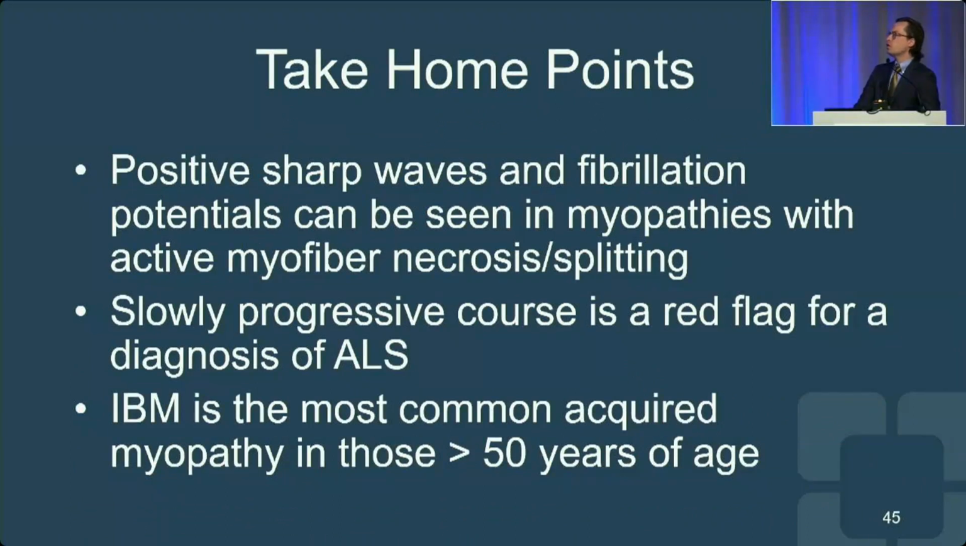So just a couple of take-home points from this case. Positive sharp waves and fibrillation potentials can be seen in myopathies where there's myofiber necrosis and splitting. The slowly progressive course in this case was a red flag against ALS, and IBM is the most common acquired myopathy in those over the age of 50.